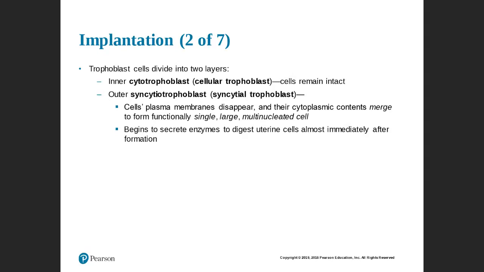Then the trophoblast cells will divide into two layers: a cytotrophoblast, which is the cells that remain intact, and then the outer syncytiotrophoblast. The syncytiotrophoblast will eventually become a placenta. The plasma membranes disappear, and the cytoplasmic contents merge to form this functionally single large multinucleated cell, the syncytiotrophoblast, and it begins to secrete enzymes to digest the uterine cells almost immediately after formation.